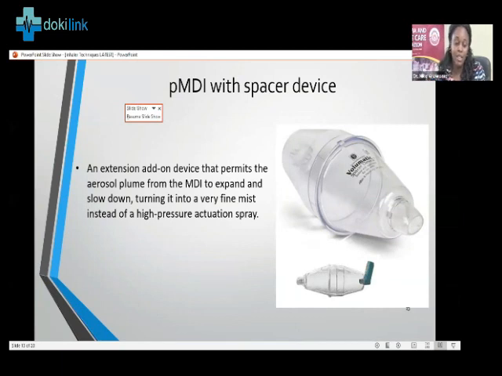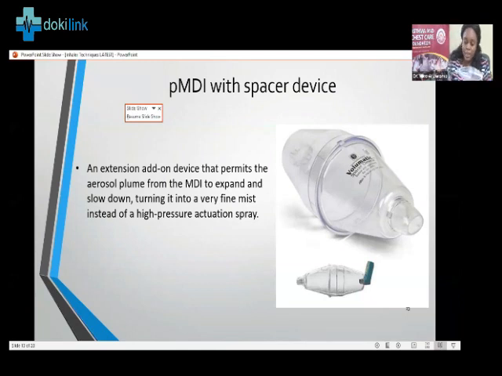Another important device is a spacer device. Like I said, the pressurized metered dose inhaler can be used with a spacer device. The spacer device is an extension add-on device, and it permits the aerosol plume from the metered dose inhaler to expand and slow down, turning it into a fine mist instead of the high pressure actuation spray that is seen in the pressurized metered dose inhaler.